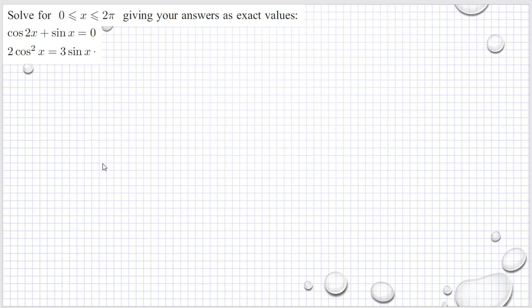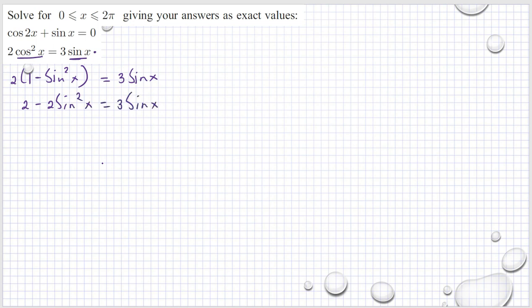Let's try the next one, this one. 2 cosine squared x is equal to 3 sine x. Then we have 2 times 1 minus sine squared x. Why? Because I need to transform cosine squared x into sine x. That's the reason why. Equal to 3 sine x. Then we have 2 minus 2 sine squared x is equal to 3 sine x.